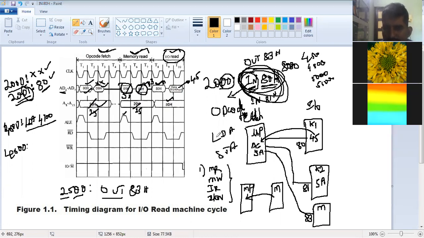Jashwant and Hiba. Okay. Now you are right. Jashwant, the machine cycles are memory read, memory write, input output read, input output write. That is what I want.